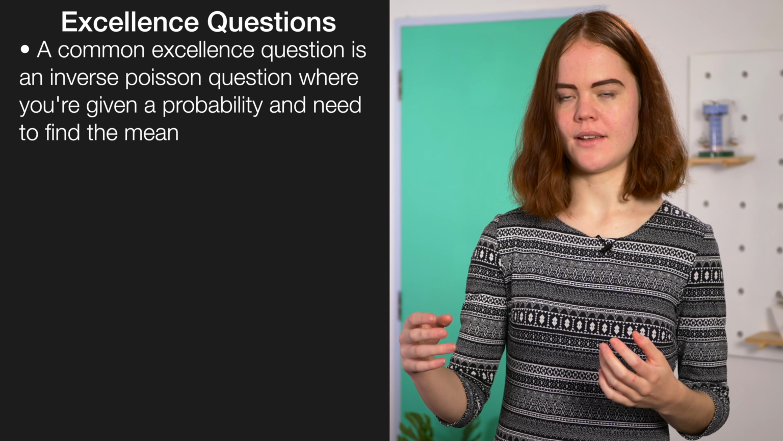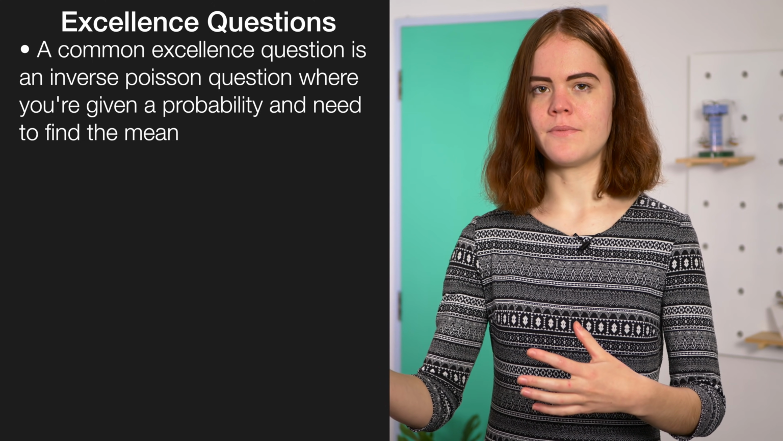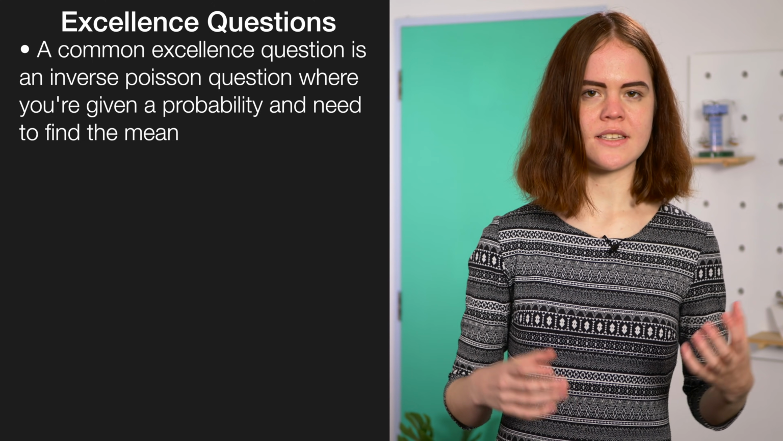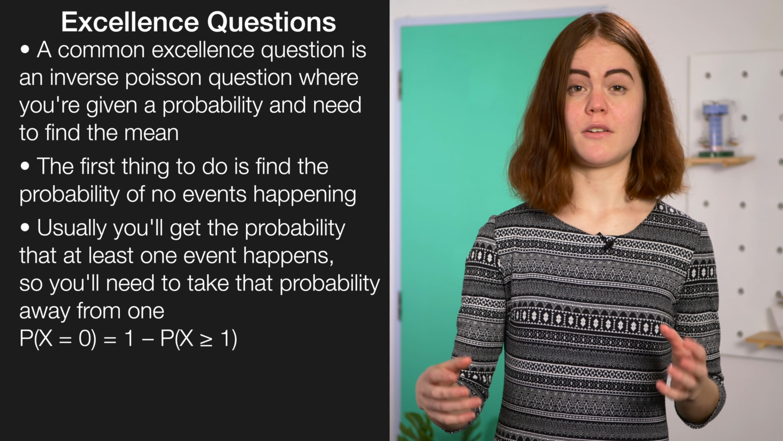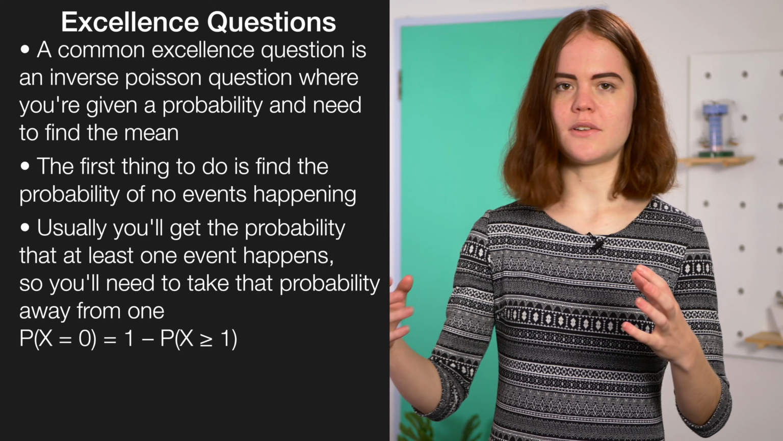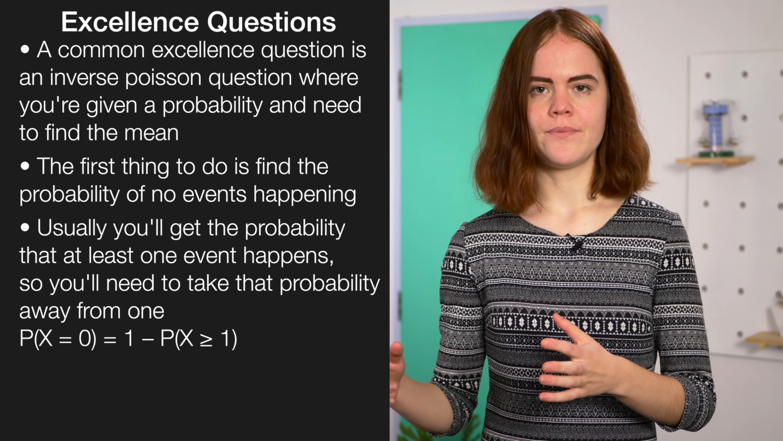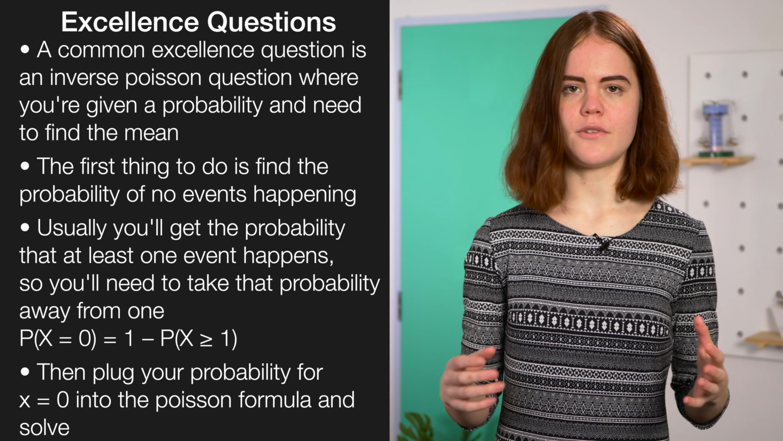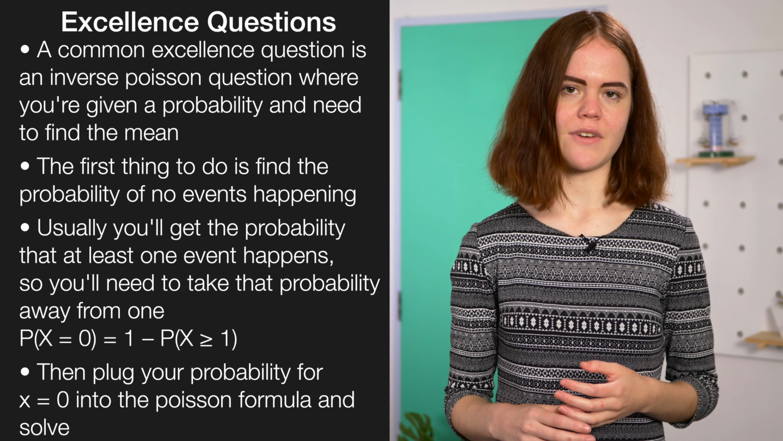A common excellence question is an inverse Poisson question, which is where you're given a probability of a certain number of events happening and you're asked to find the mean, either to use in your answer or to give as your answer. The first thing you need to do for these questions is find the probability of no events happening. Usually in the question it will give you the probability of at least one event happening, so first you'll need to take that probability away from 1 to find the probability that x equals 0. Then look for the Poisson formula on your formula sheet and plug in the probability that x equals 0, simplify away and solve to find the mean.